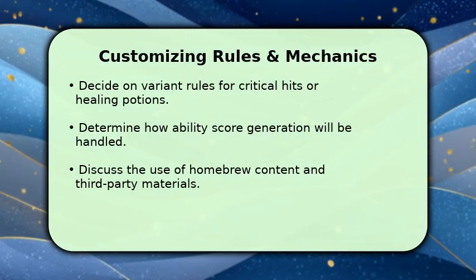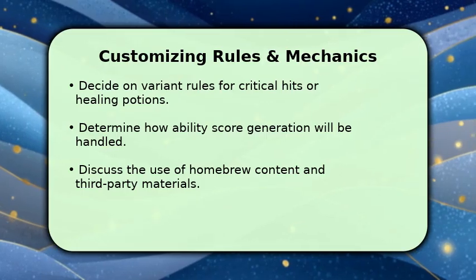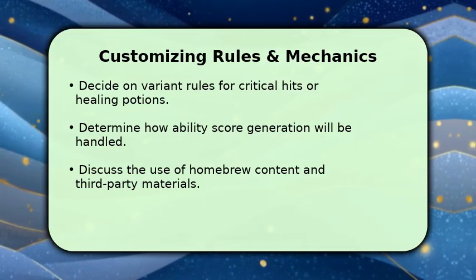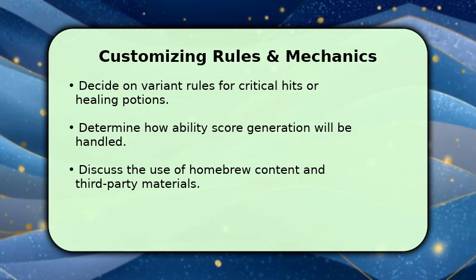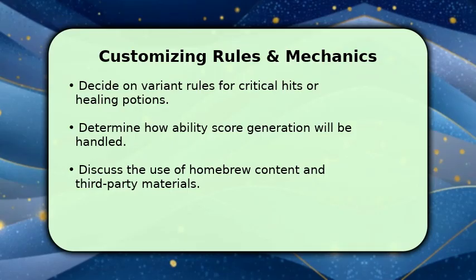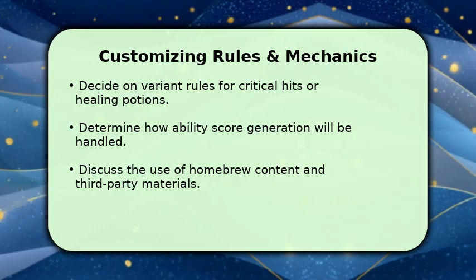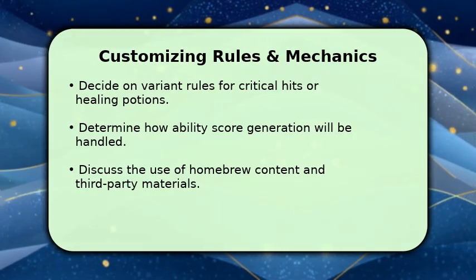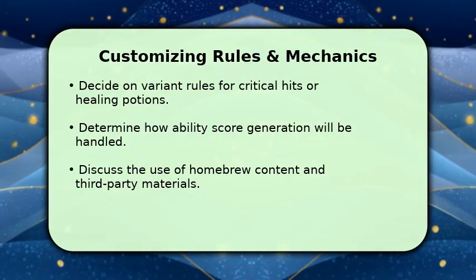Every group plays Dungeons and Dragons a little differently, and Session 0 is the perfect time to customize the rules. You might decide on variant rules for critical hits or how healing potions work. Discuss how players will generate their ability scores, perhaps rolling 3 dice 6 times or using a point-buy system. Also, clarify the use of any homebrew content or third-party materials and review specific rules like rests or encumbrance.